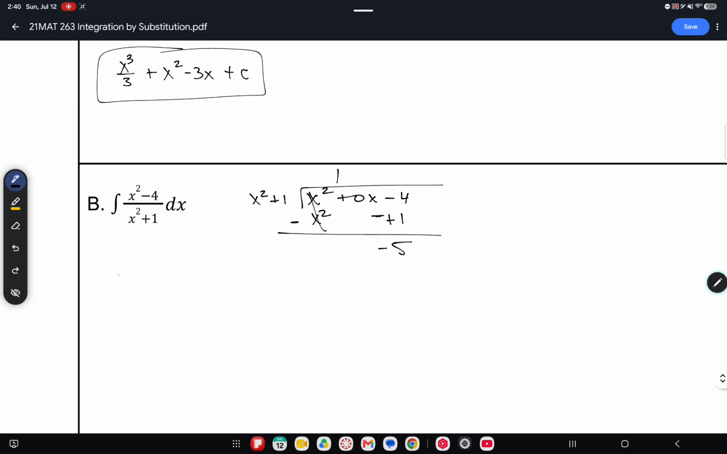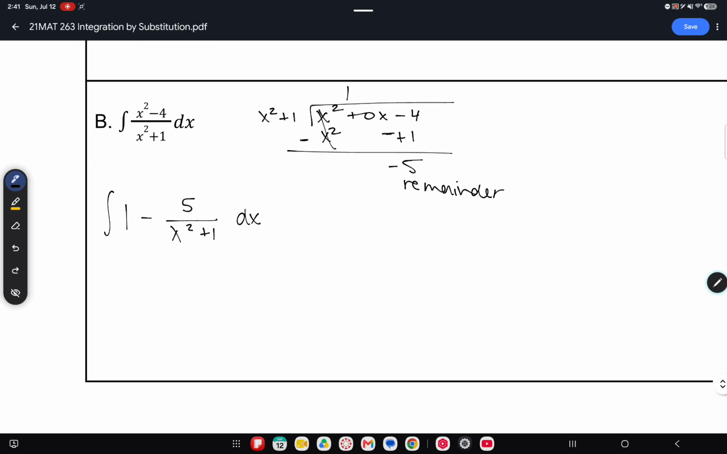So then what I have left now to integrate is 1 minus 5 over, that's our remainder, right? Our x squared plus 1 dx. And then we would integrate this, and I should have looked ahead because this right here is an inverse trig, and with this class we don't do trig stuff. So let's just leave this as is and just know we could divide and make the integral simpler.